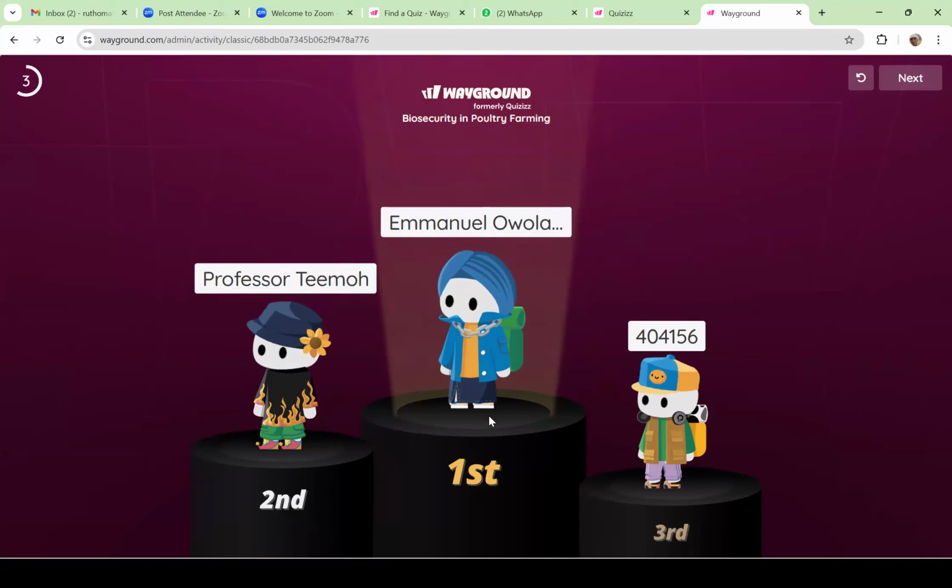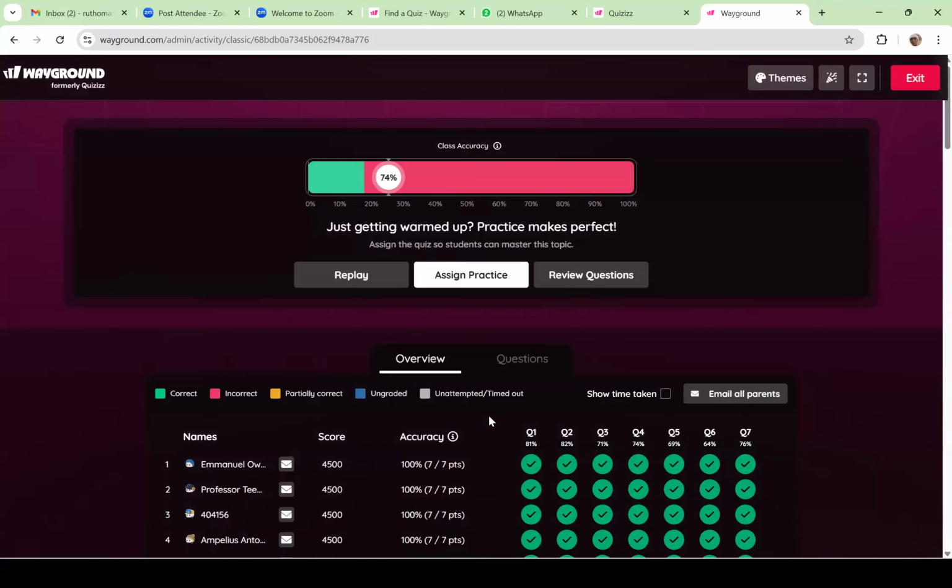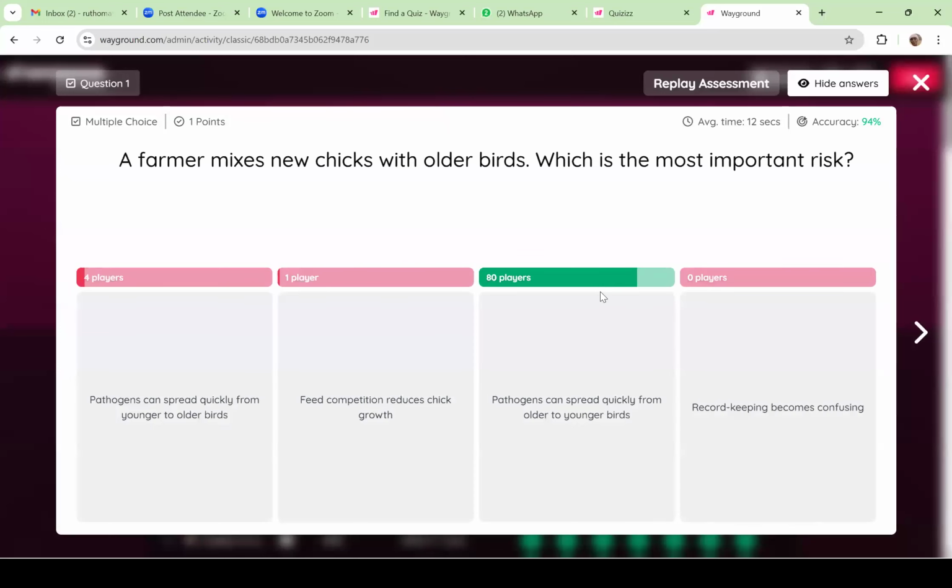So we've gone through all the questions. I didn't give you a time, but at this point, most of you had answered the questions correctly. So we are going to review the questions and see why we did wrong. So a farmer mixes new chicks with older birds. Which is the most important risk?